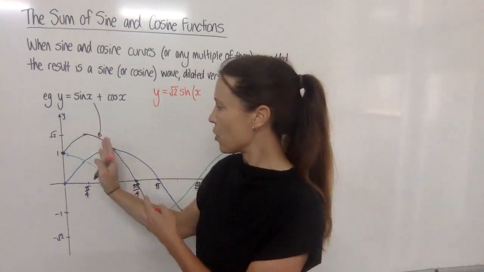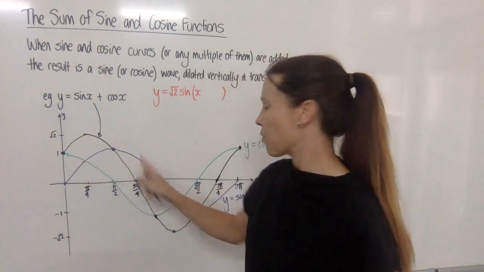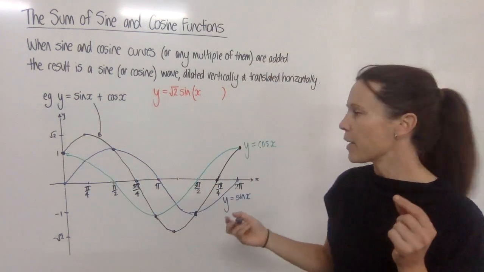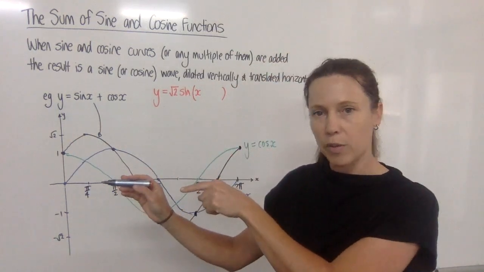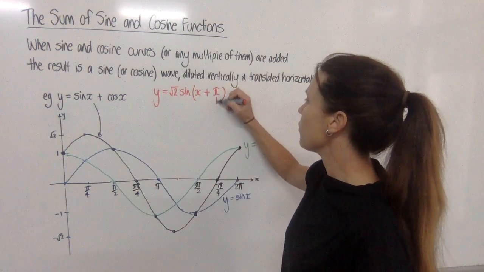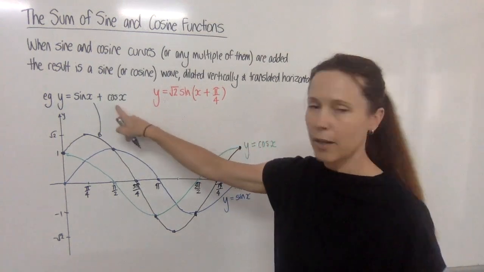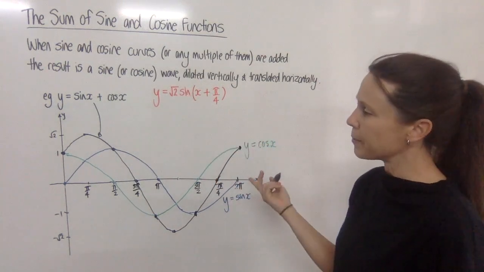So it's actually been shifted, the black one, across pi on 4 units from where the sine curve is. Now, how do you make a translation of going left pi on 4 units? You just add pi on 4. So this now is a formula for the exact same curve as this black one. It's just written a different way.